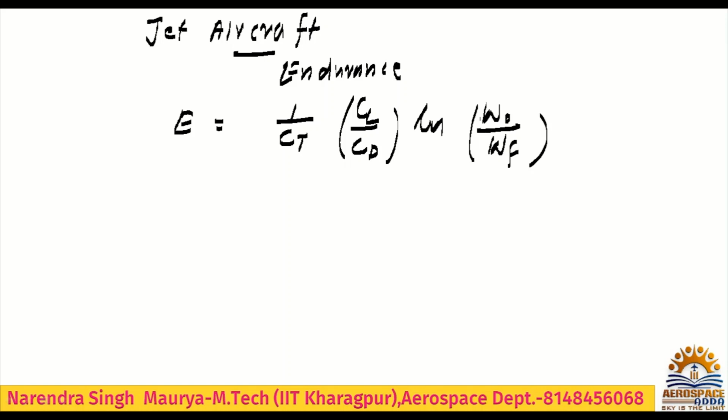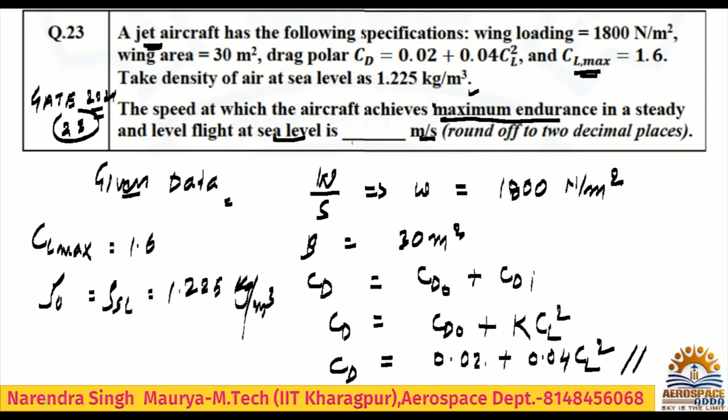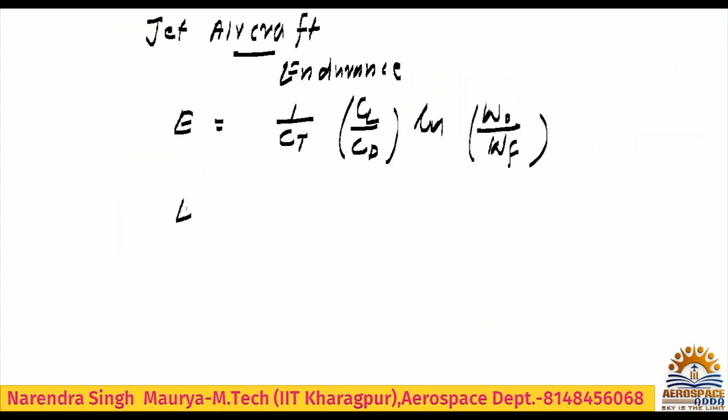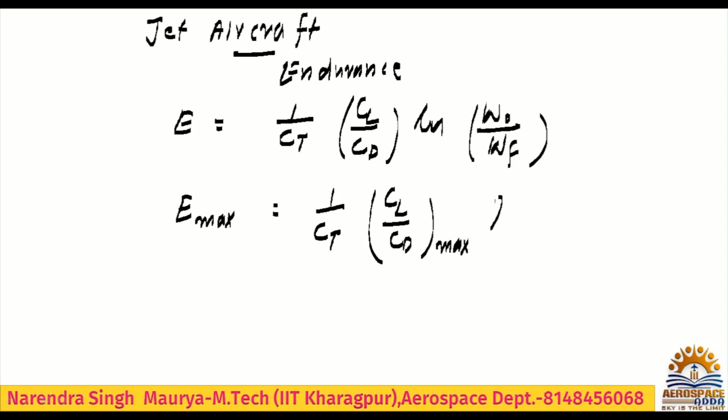Anyway, here they are asking for maximum endurance. So what is the maximum endurance if you maximize this? E max is 1 upon CT, where CT is the thrust specific fuel consumption, which will be a constant value. If you maximize this, CL by CD will be maximum in this case, times ln of W naught by W final, the fuel weight.